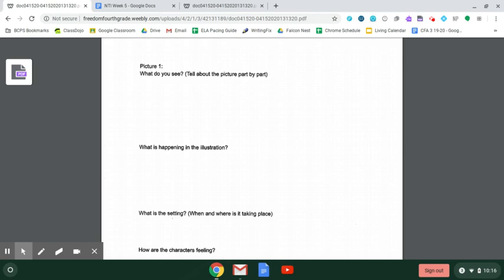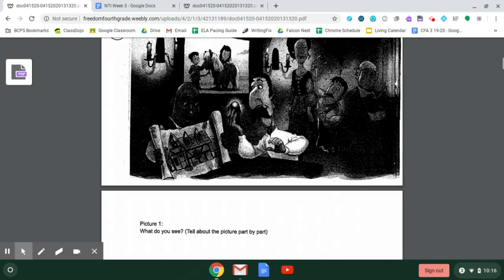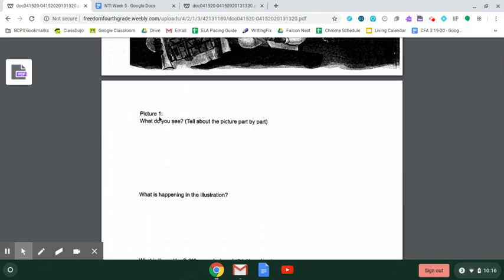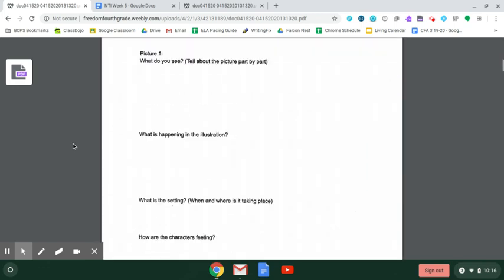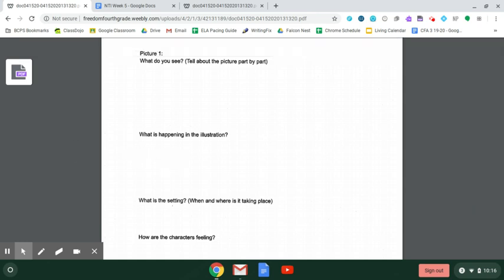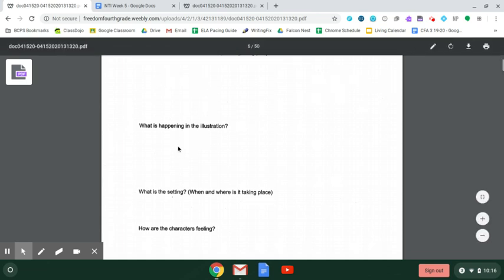So the first picture we know was that older woman holding something in her hand, right? You're going to answer these questions. What do you see? Tell about the picture part by part. So what is every single thing that you're seeing in that picture? Just what you're seeing. The next one is saying what is happening in the illustration. So you're not sure what is happening. So this is you making a prediction or a guess based on number one, all the things you see. What do you think's happening there?